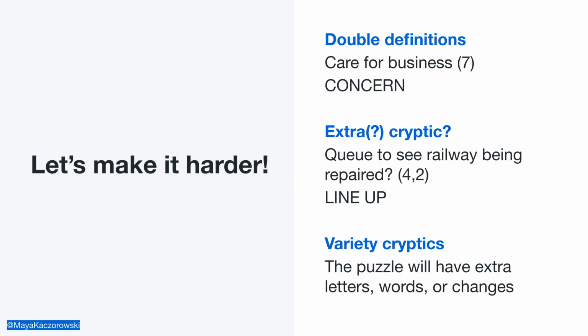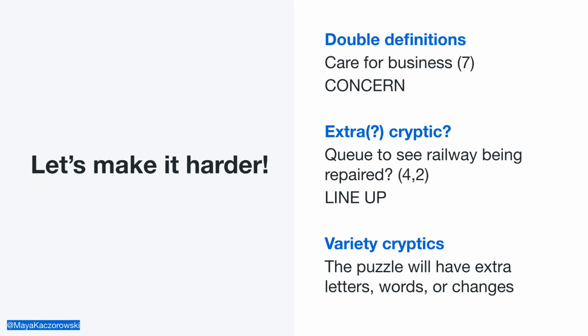A question mark at the end of the clue tells you there's something else going on here with the clue, or a bit of a stretch in wording. For example, queue to see a railway being repaired. A queue is a lineup, but to repair a railway, you also need to actually line up the tracks. That's a bit of a stretch, hence the question mark. In some cases, though, a question mark also means that the entire clue is both wordplay and literal. I know that sounds crazy, like what? But that is possible, and that does happen.